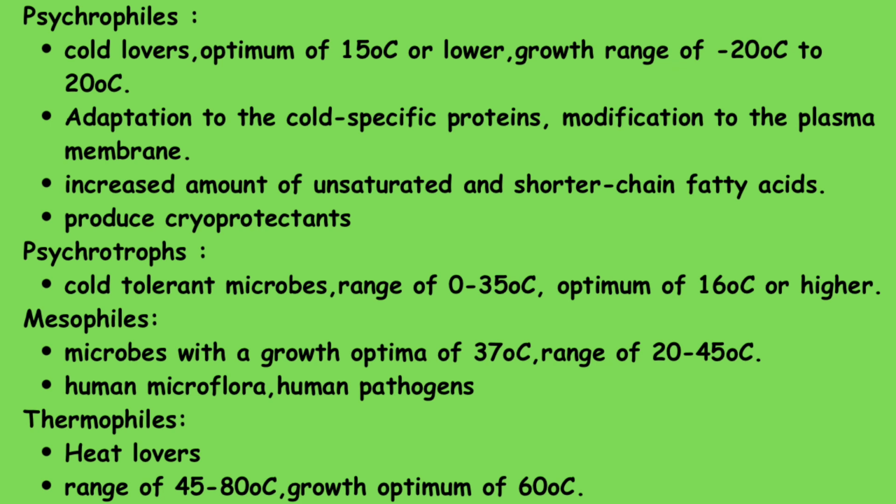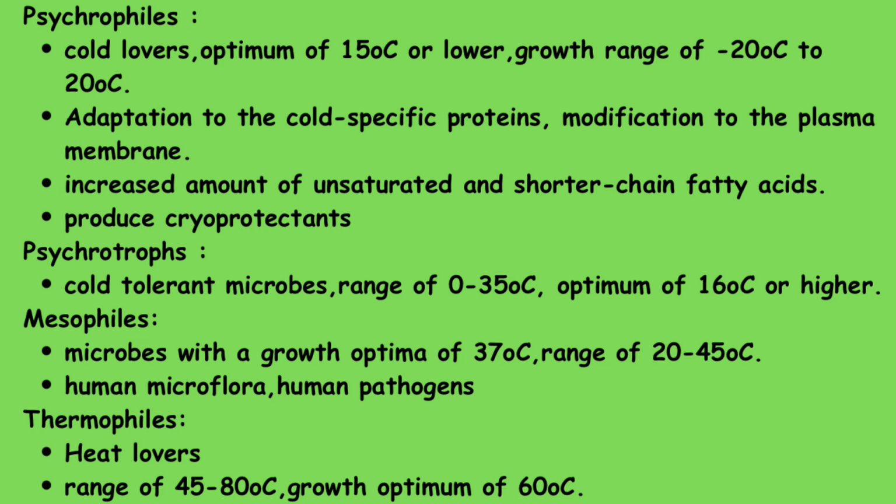And how are these microorganisms adapting to the cold? They have specific proteins, particularly enzymes that can function at low temperature. They also modify their plasma membrane to keep it semi-fluid. These psychrophiles also have an increased amount of unsaturated and short chain fatty acids. They also produce cryoprotectants, that is special proteins or sugars that prevent the development of ice crystals that can damage the cell.